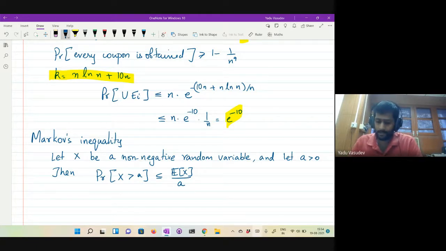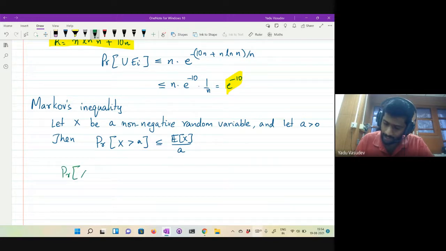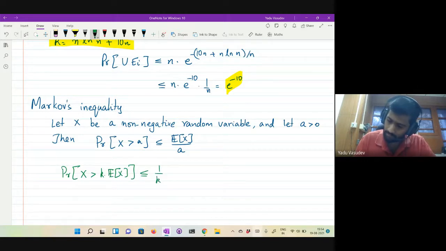If you want to restate it, you can actually restate it in the following way. You can say: the probability that your random variable x will be greater than some constant times its expectation is at most 1 over k. Not constant, it can be some number k. So this is the sort of inequality that we want. You have a random variable, you know its expectation. How likely is it that the random variable will be far from the expectation? And that farness is what is captured here.